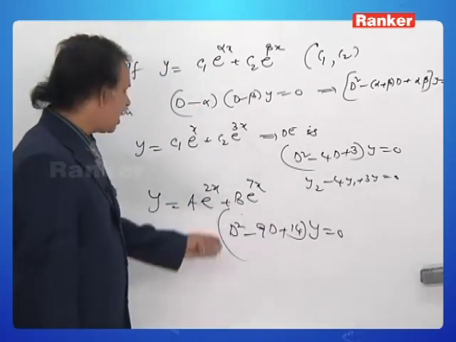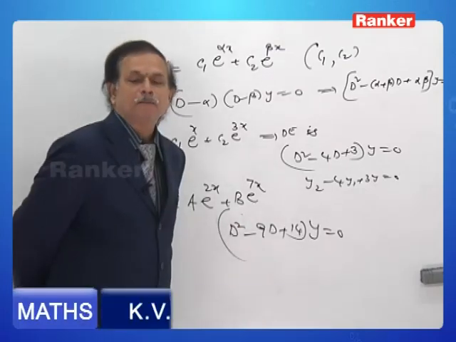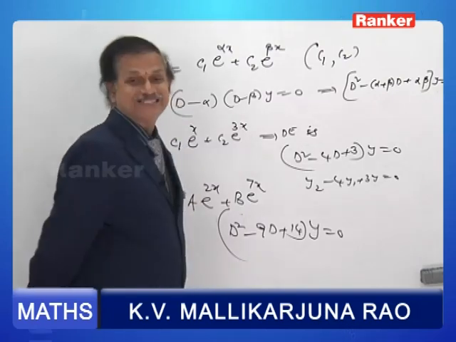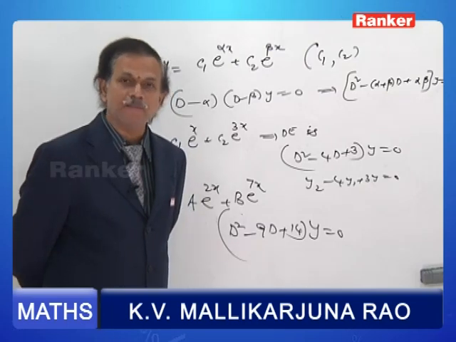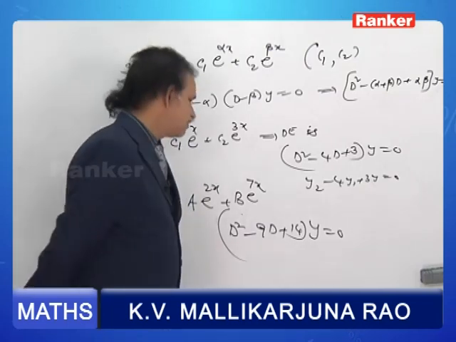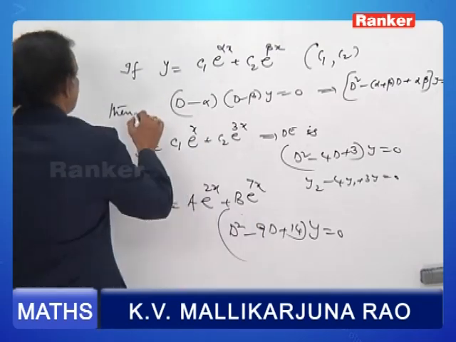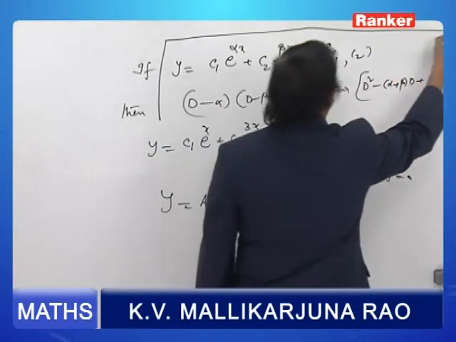Come on, friend, what is the order and degree of this equation? This is of second order because d square is present. First degree, d square whole power 1 is only present. That is why this is of second order and first degree. Well, my dear, you please keep this in your mind.